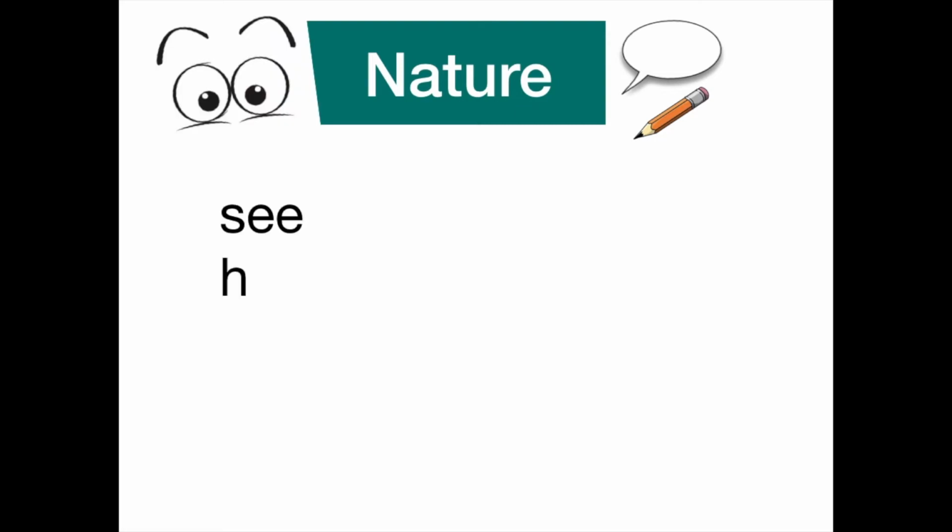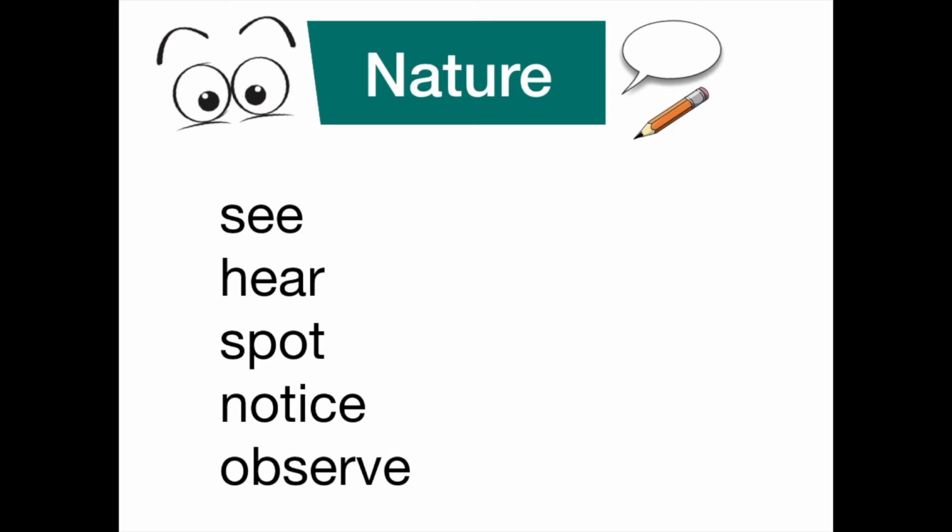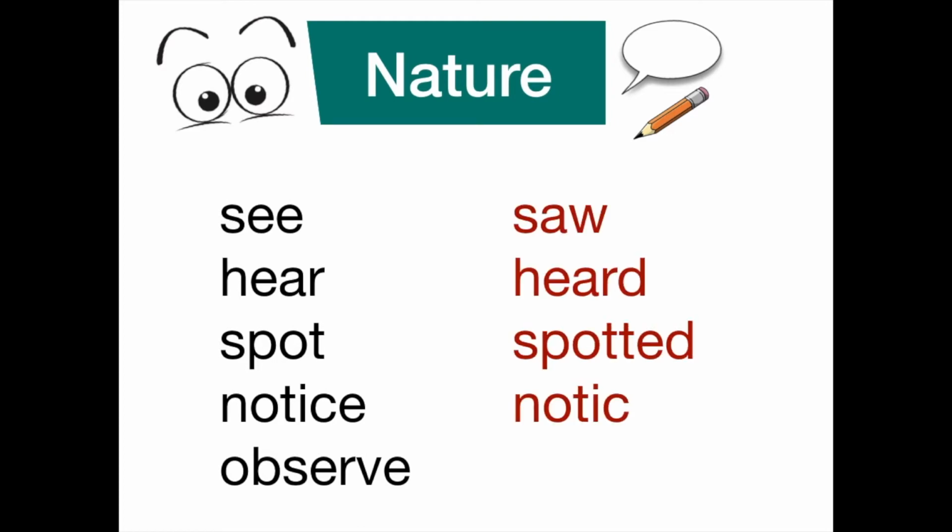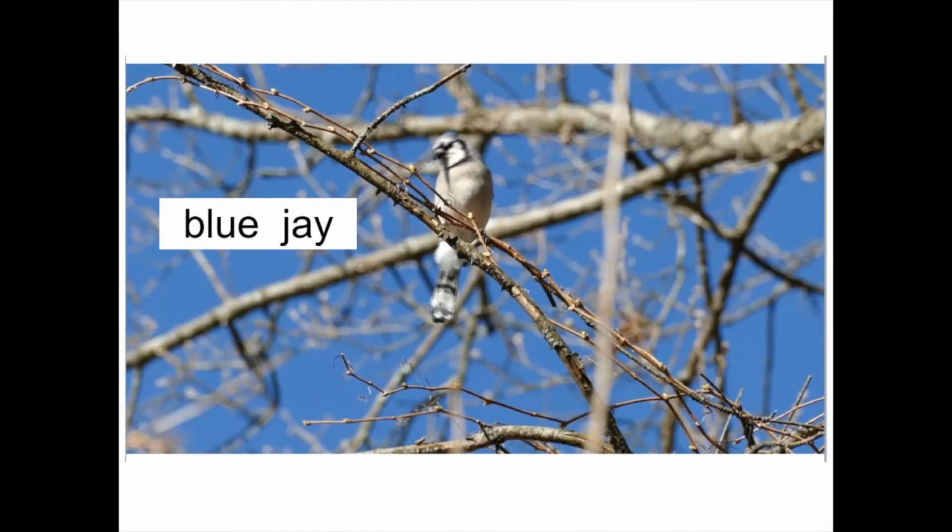When we talk about nature, we can use verbs such as I see, I hear, I spot, I notice, I observe, or when we write about it, we might use them in the past tense. I saw, I heard, I spotted, I noticed, I observed.